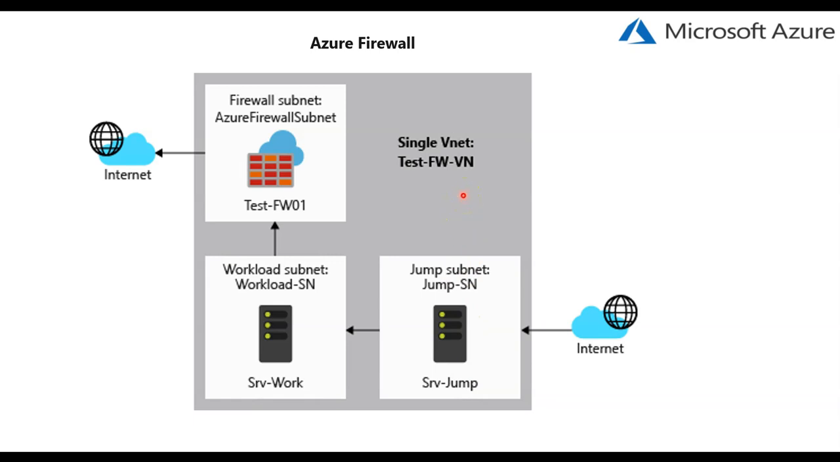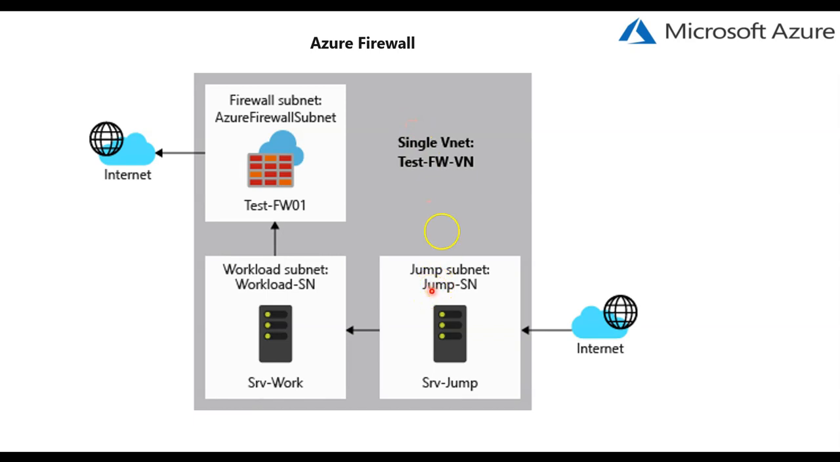So let's talk about the two different subnets. The first subnet is the jump server subnet. It's a jump server where you log in from the internet, and from there you log into your workload. The workload will have a different subnet and the jump server will have a different subnet. These two subnets are part of a single VNet. The firewall will also have a different subnet, and these three will be part of a single VNet.